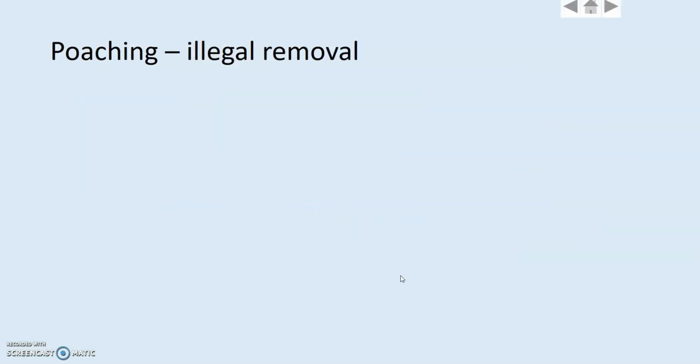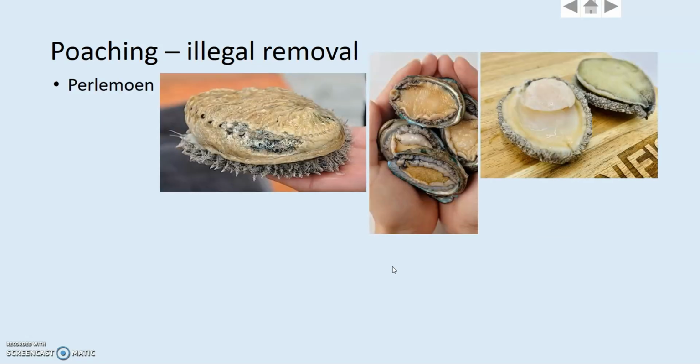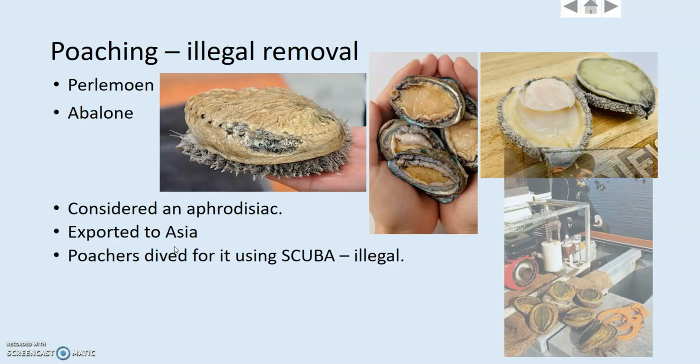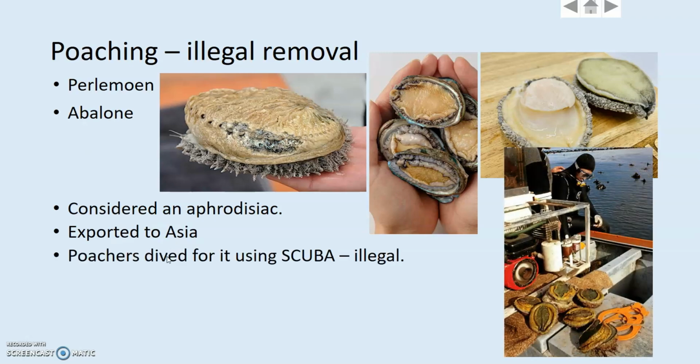Poaching, which is the illegal removal of a species. In Port Elizabeth, the big problem is the perlemoen. Here is the shell of one that's legal size to take out of the water. You can see it's about the size of a person's hand, but these ones are too small, and once it's out of the shell, it looks like that. The English call it abalone, and it's considered an aphrodisiac and exported to Asia. But the poachers dive for it using scuba gear, which is illegal.